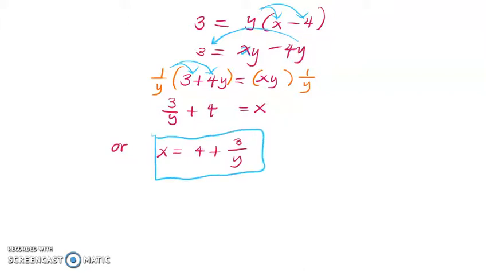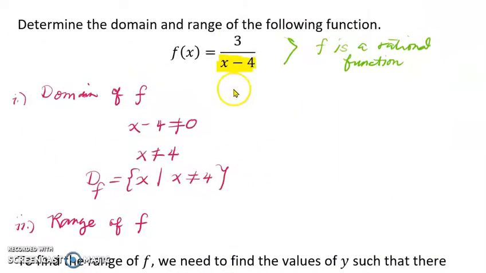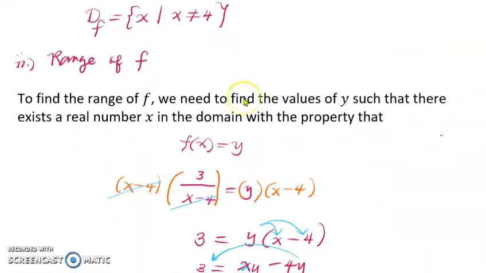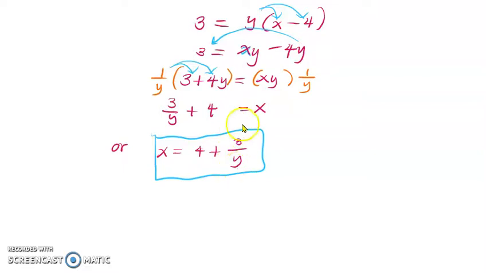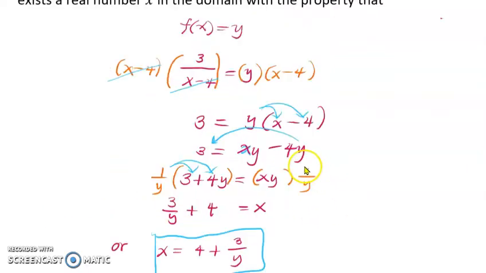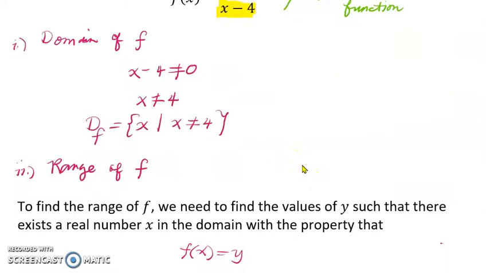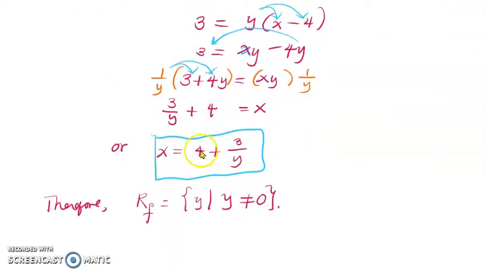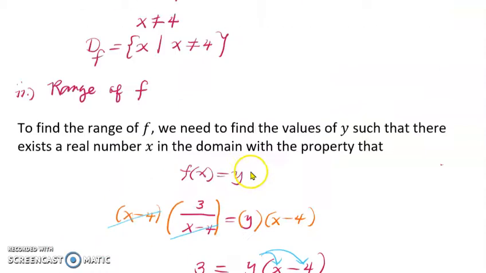And this is valid because the value of y, as we can see, is equal to 3 over x minus 4, and this one cannot be 0. So 3 over y here is valid because we don't allow our y to be equal to 0. Therefore, the range of f are all y values such that y is not equal to 0. So our domain is x is not equal to 4, and for our range we have y is not equal to 0.